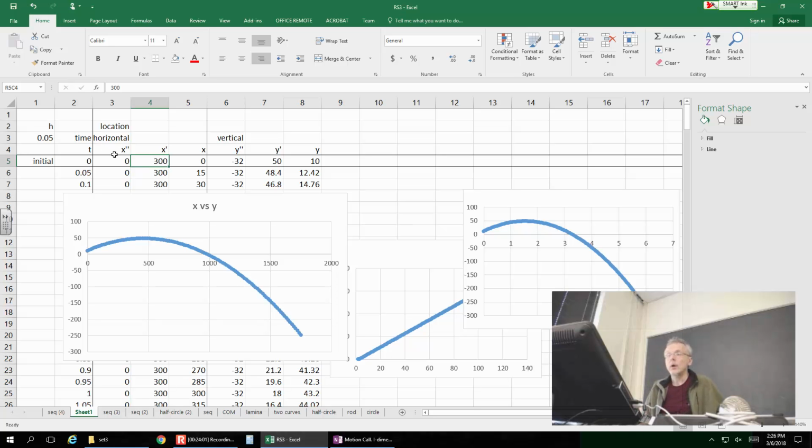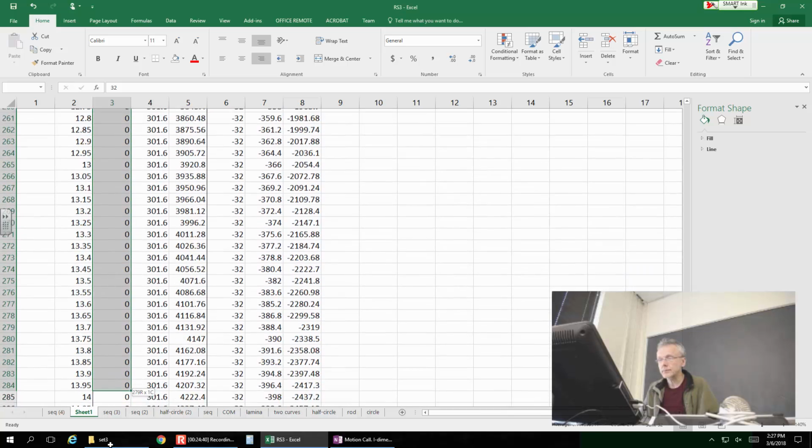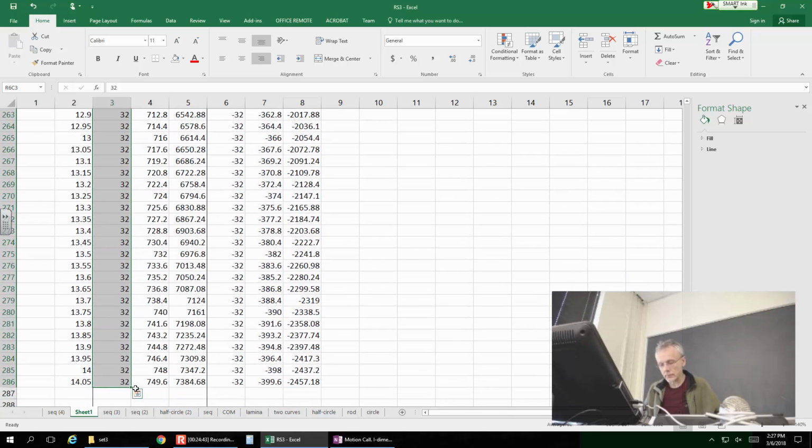So how do I introduce a horizontal force? I change x double prime, that's right. I just do what I have for y double prime, I do for x double prime. So instead of having 0 over here, I'll put 32, because my positive direction is that way. So it will be exactly the same force pulling in the horizontal direction. So 32, and 32, let me just spread it all the way down.